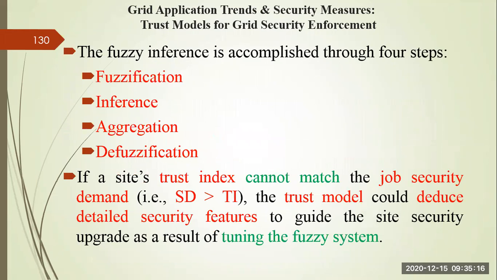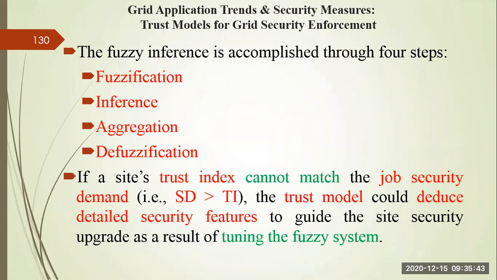So the fuzzy model consists of 4 phases. One is fuzzification, where you have to specify this. Next, you have to infer it, aggregate the parameters, then defuzzify it. If a site's trust index cannot match the job security you are demanding, that is, your SD is greater than TI, then it is not satisfied. It should be TI is greater than or equal to SD.